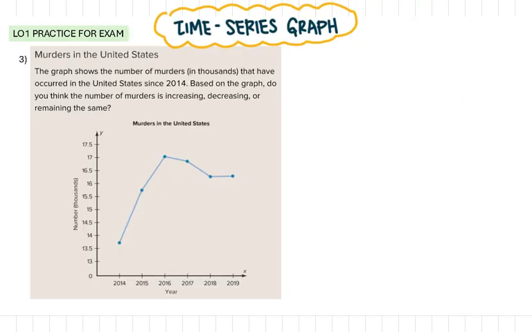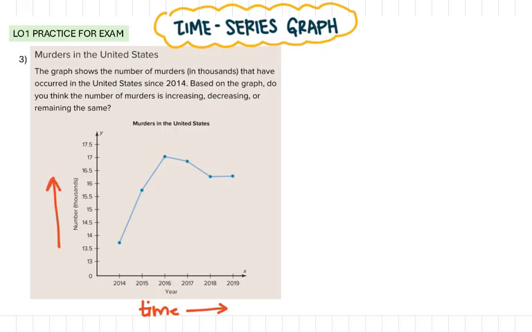Okay, here is another type of graph you might find. It's called a time series graph. Just know time series means on the x-axis we have some time measurement, whether minutes, days, weeks, hours, years. And then on the y-axis, it is the other thing we are measuring.